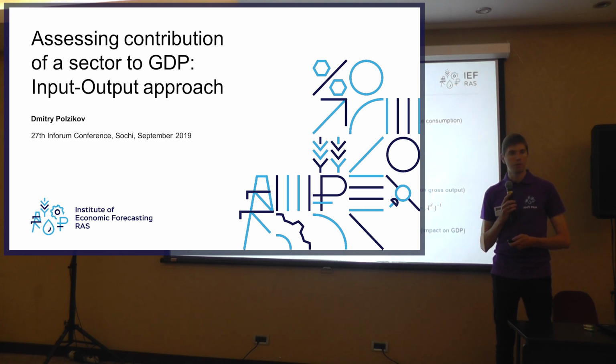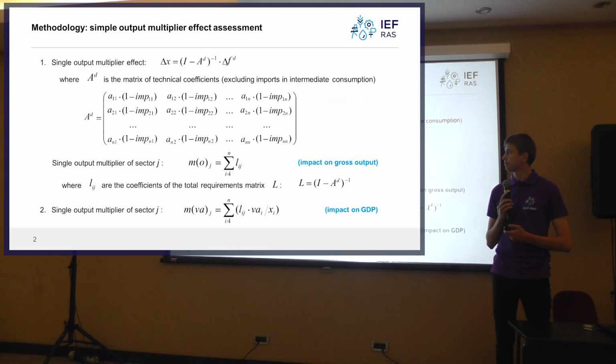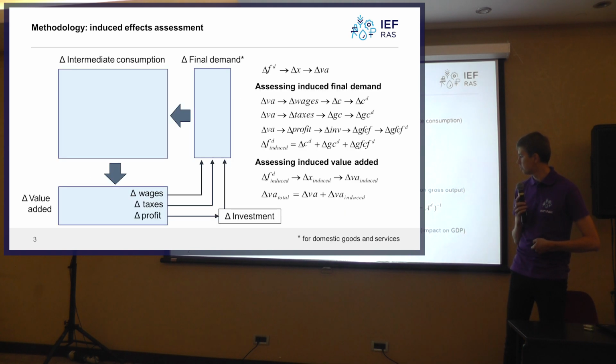We consider several types of multiplier effects. The first one is the single output multiplier effect. To assess it, we can use the basic IO model. In this framework, to assess the single output multiplier for a specific sector, we should sum up components of the appropriate column in the matrix of total requirements. It's a classical approach. And then we can use proportions between value added and output in various sectors of the Russian economy to assess impacts on GDP.